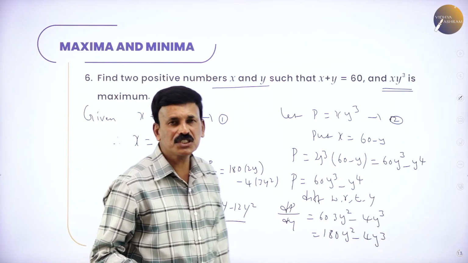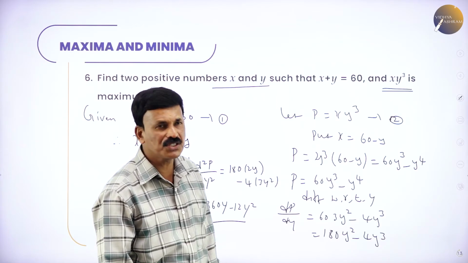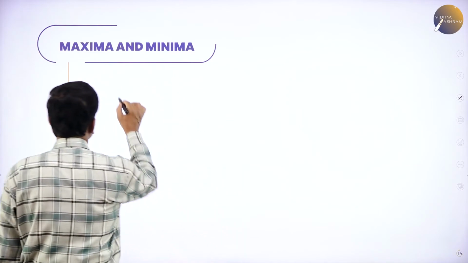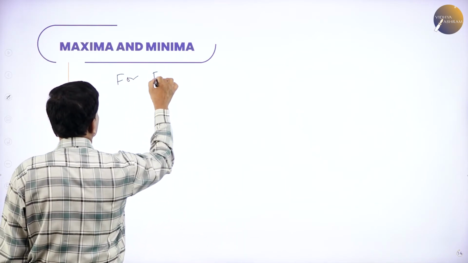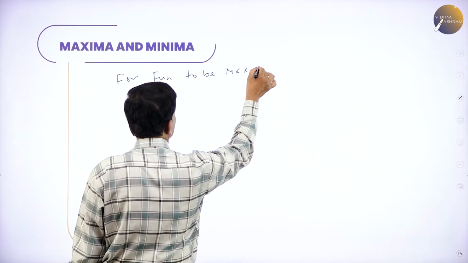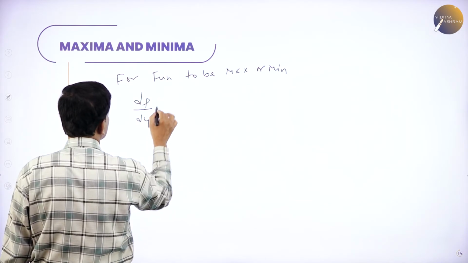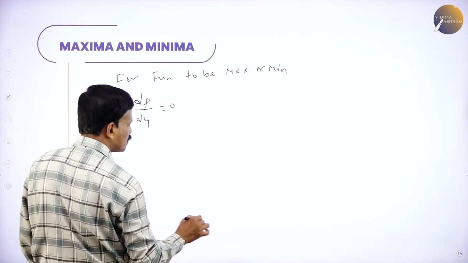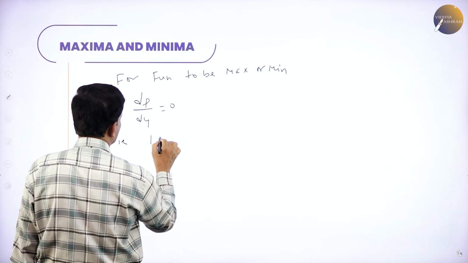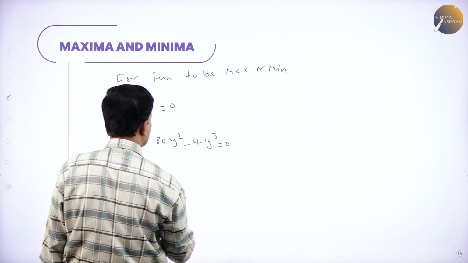Now, you know, for the function to be maxima or minima, f dash of x is equal to 0. This is dp by dy is equal to 0. For the function to be maximum or minimum, what is the condition? dp by dy is equal to 0. That is, what is dp by dy? 180y square minus 4y cube. So 180y square minus 4y cube is equal to 0.